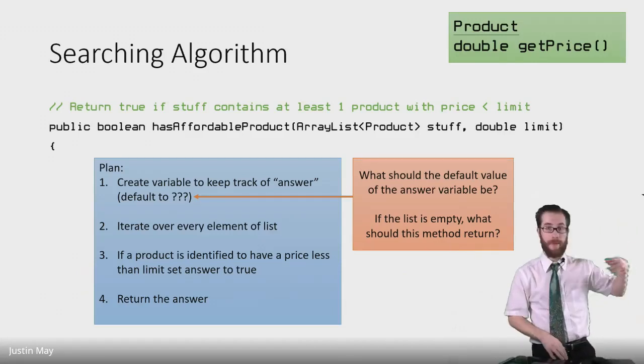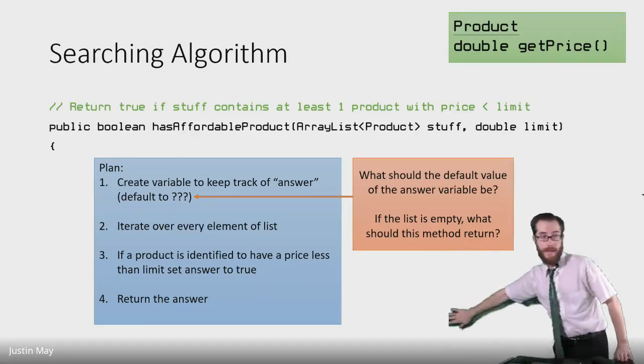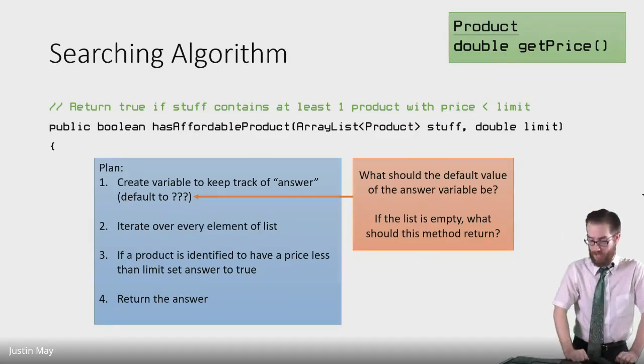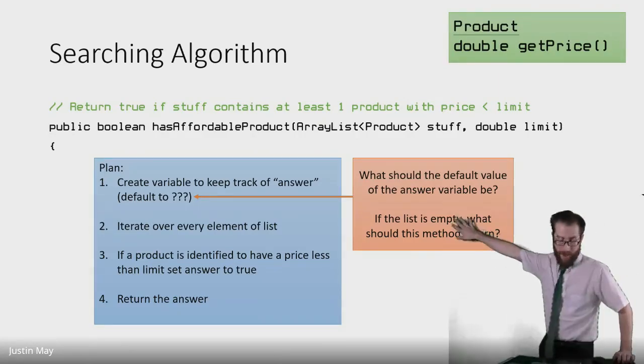So that means the loop iterates over nothing. There's nothing to iterate over. So all this code really does is create a variable and return that answer. What should that answer be? If there's nothing in the list, does the list have an affordable product?